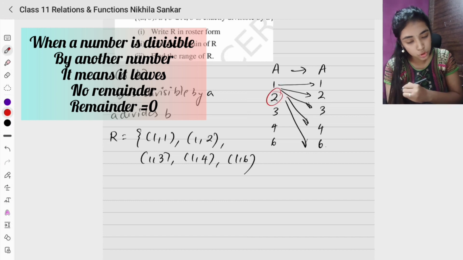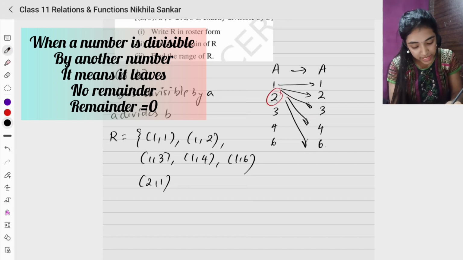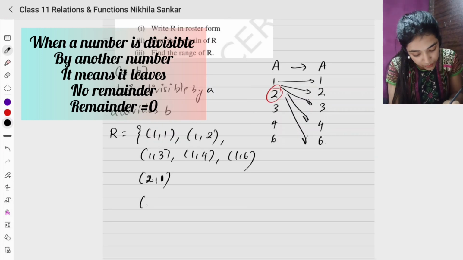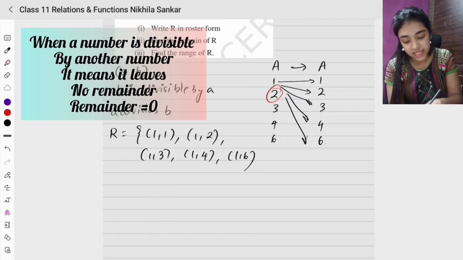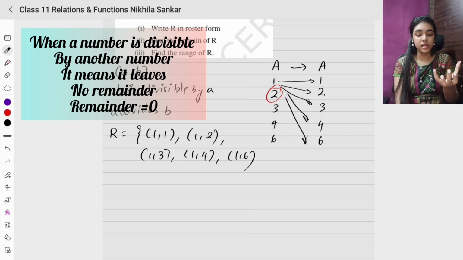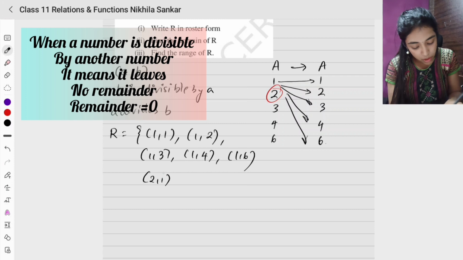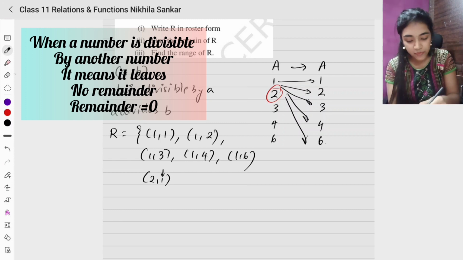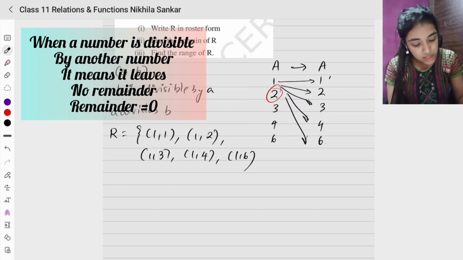Now I'm going to talk about 2. Okay, so when I write (2, 1), can 1 be divided by 2? No, that is not possible. Only (1, 2) is possible. (2, 1) is not possible. So you should not write this particular example when you're talking about divisibility. So b is divisible by a means you cannot write (2, 1). 1 is not divisible by 2. 2 is only divisible by 1. Correct? So (2, 1) is not possible. So this is ruled out.